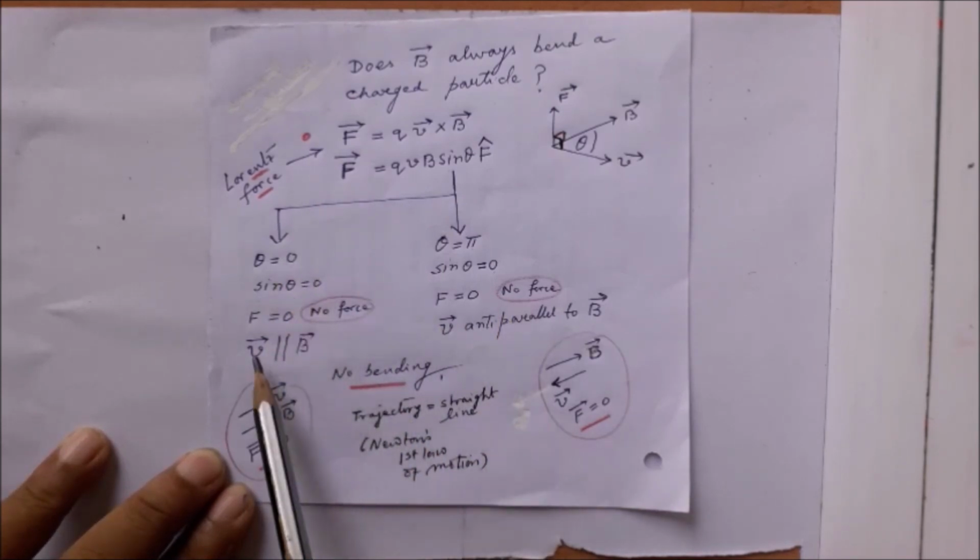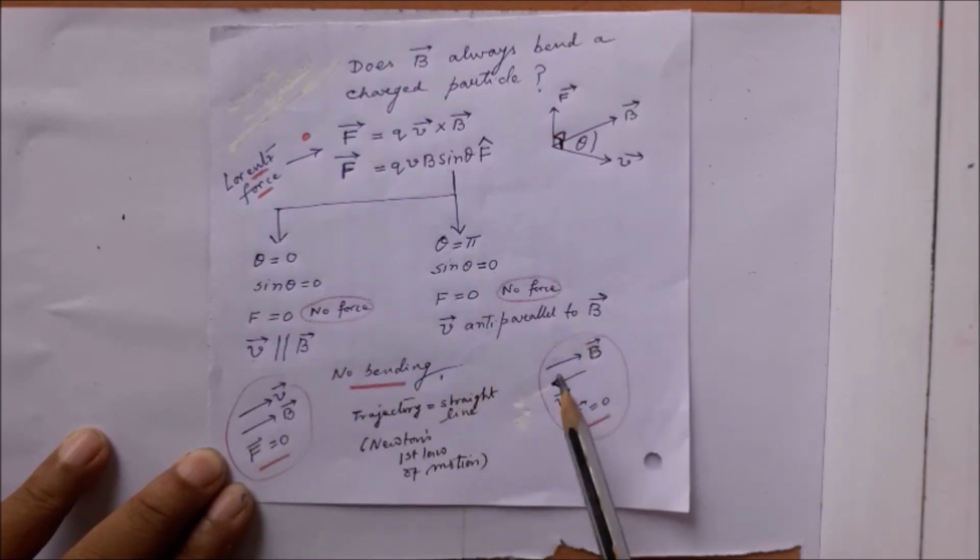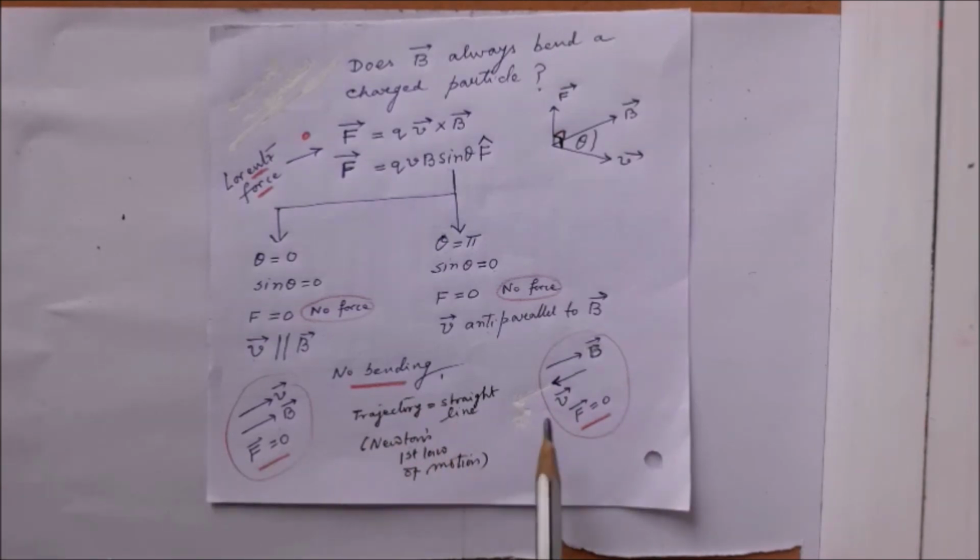Now theta equal to 0 means V is parallel to B, and theta equal to pi means that V is anti-parallel to B, or V is parallel to minus B. So in both cases force is 0. Now since force is 0, it follows from Newton's first law of motion that the particle will continue to remain in its state in which it was, and therefore the trajectory will be a straight line in this case.